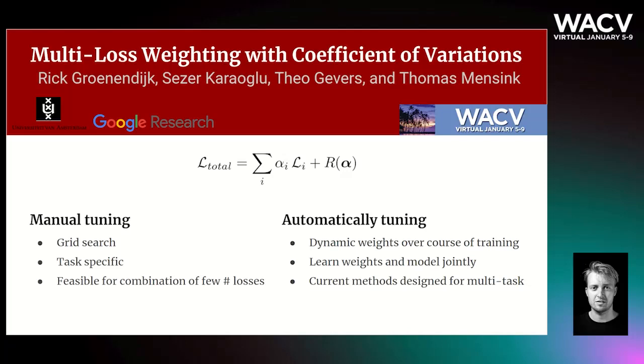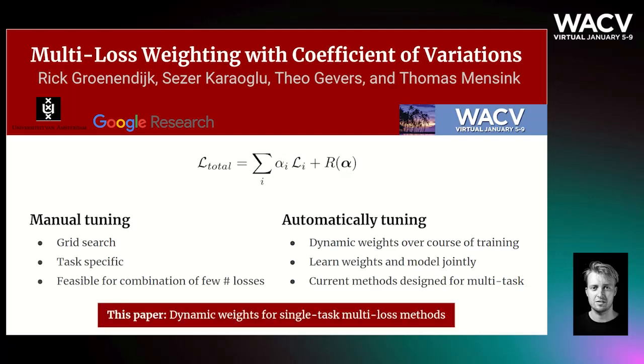Weighting schemes for combining multiple losses have been studied extensively in the context of multitask learning. However, there has been comparatively little research on doing so in a single task multi-loss setting. In this paper, we propose COV weighting, a method that dynamically weights losses throughout training, specifically for a single task multi-loss setting.